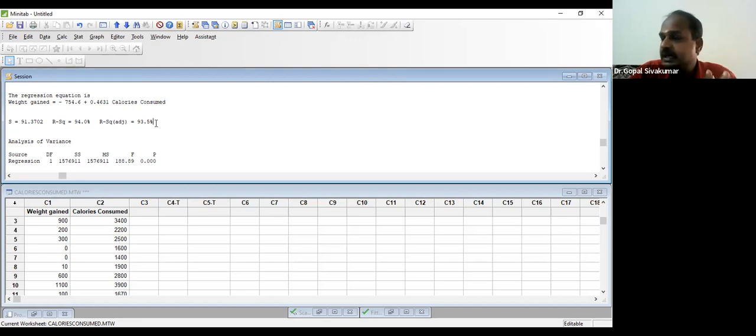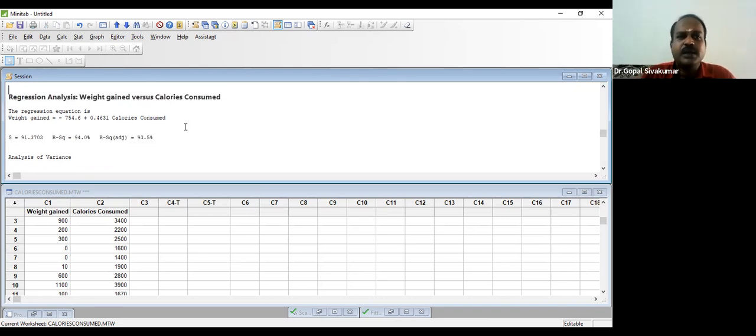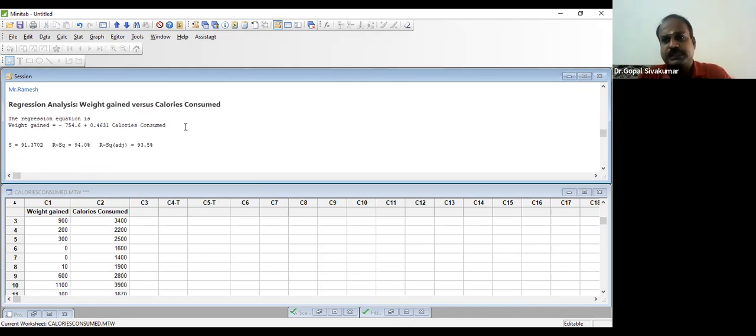If R square and adjusted R square are close to each other, it means you have developed a very good regression model. And looking at the regression equation, I could judge that you are moving in the perfect direction towards producing the result. What is your understanding here? Calorie consumption is the biggest source of the weight gain observed in the particular person. In the same way you can deal with any kind of X and Y variable and interpret the report. Hope it is clear to all of you.